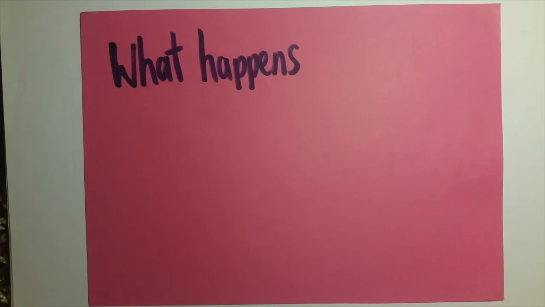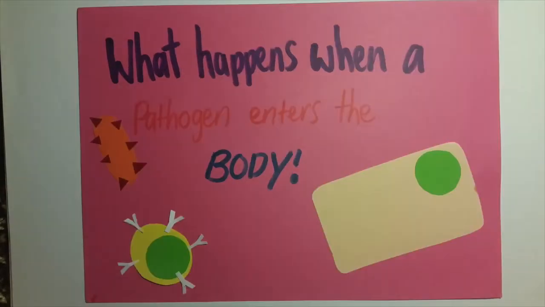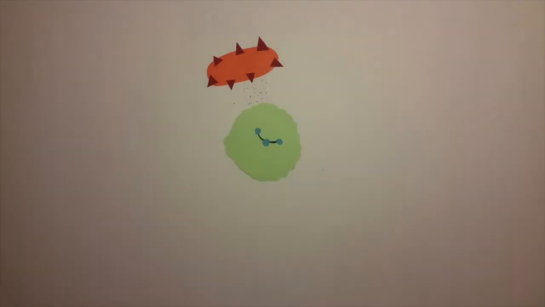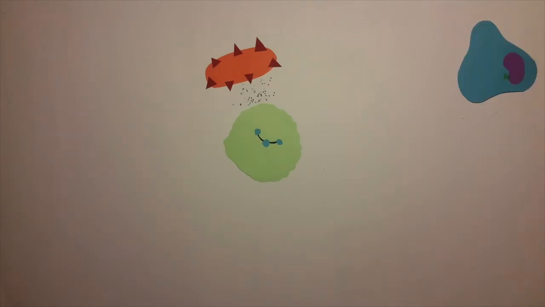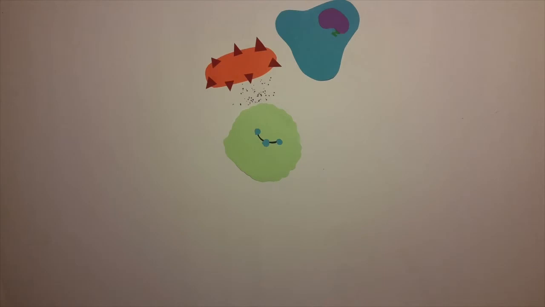So now we're going to discuss briefly what happens when a pathogen enters the body. Say a pathogen has entered the body. First to arrive is the neutrophil, which releases chemical granules to attempt to kill the pathogen. If this does not work, then the macrophages arrive. These guys attempt to eat or absorb the pathogen and rid it from the body.